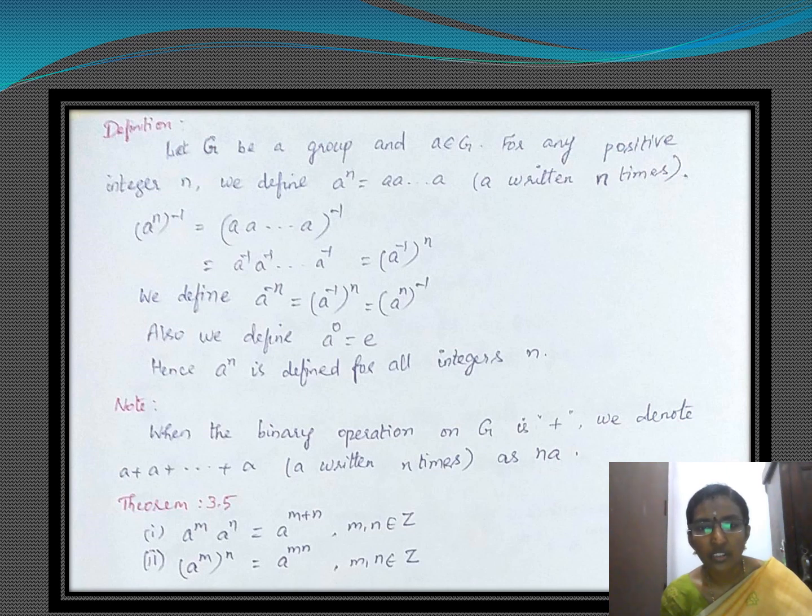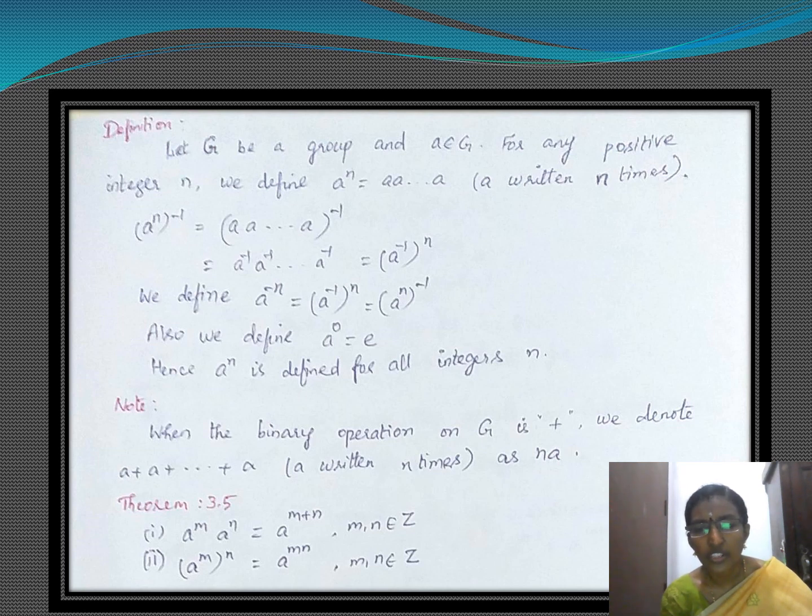And then notation. Suppose the binary operation on G is plus. We denote the same definition as a plus a plus a, n times. This can be written as na. Therefore, for plus, we have to use na. For multiplication, we have to use a^n.